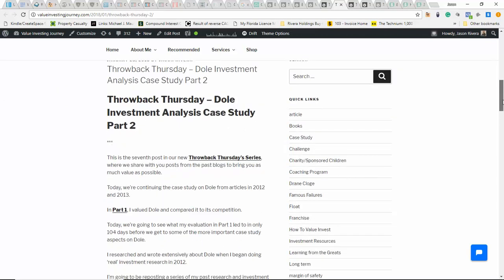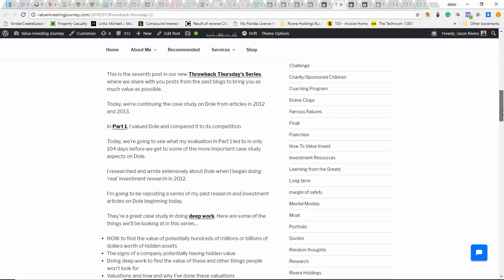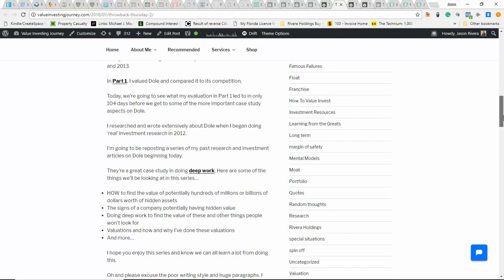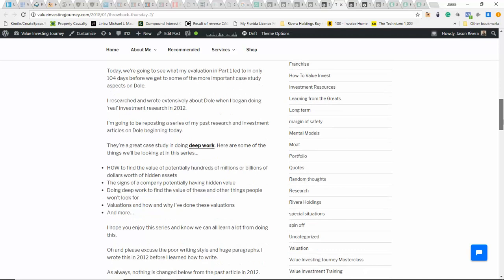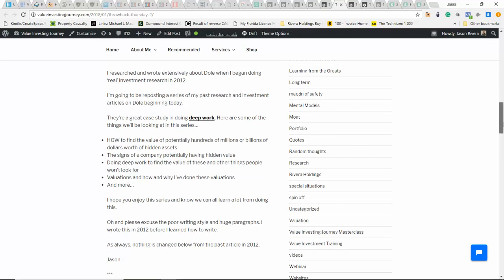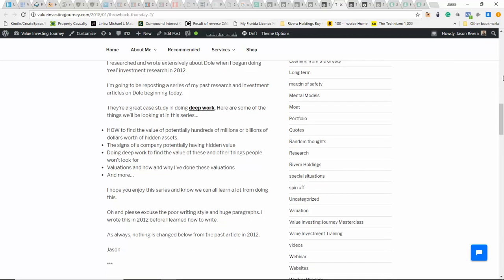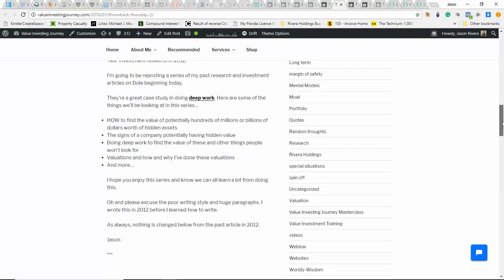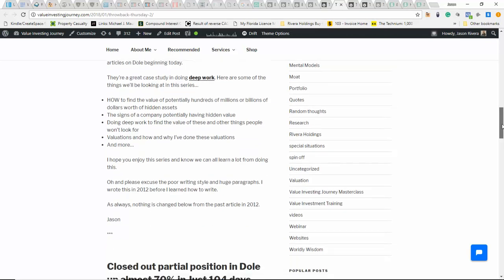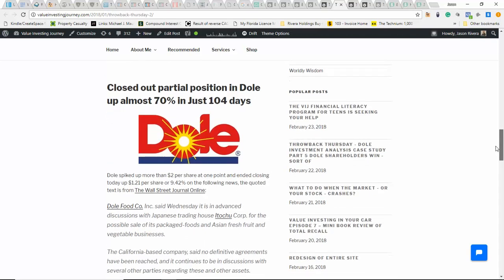In part 2, we learned how my original analysis of Dole led to a huge gain in only 104 days. Special situation is the only reason I bought this company. The special situation, at least the one I originally thought about and planned for, was them selling off some of their assets, their hidden assets, to pay off some of their enormous amount of debt. This would increase profitability, balance sheet strength, lower debt levels, and raise cash flow levels, pretty much everything. It would improve the company on every level.